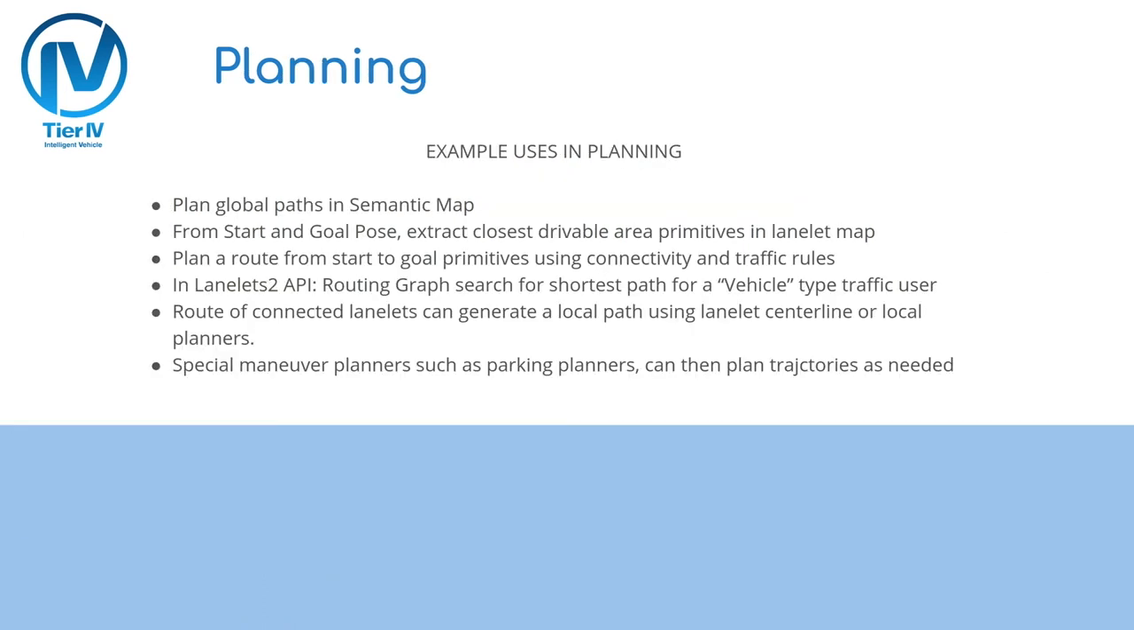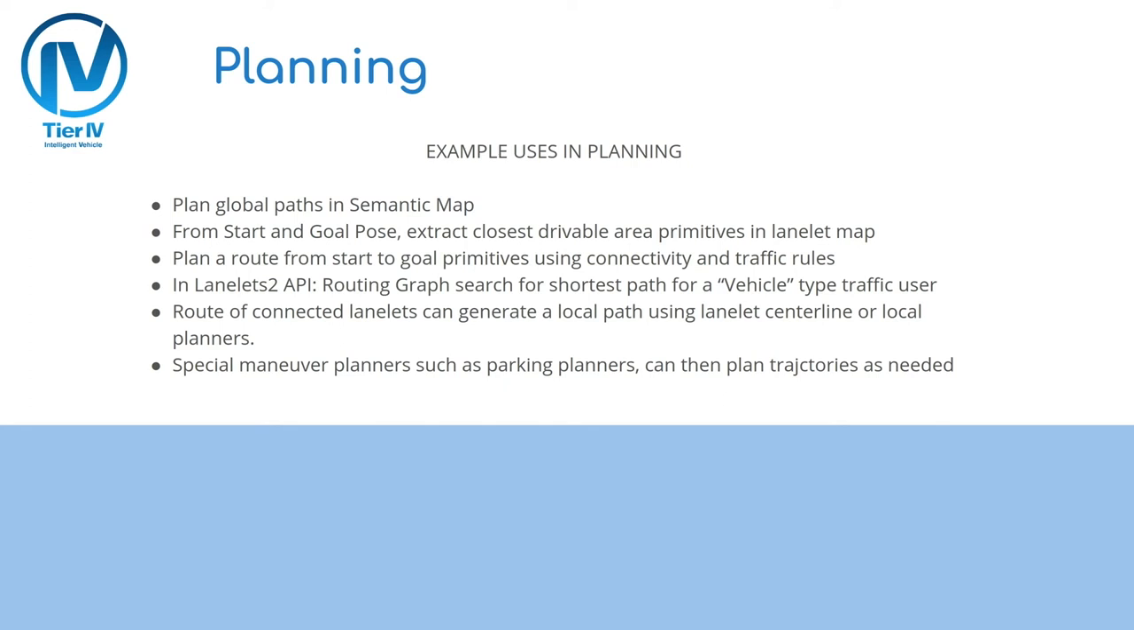Planning is an obvious example of how HD maps can help autonomous driving systems to plan a path to follow. Autoware first defines a start and goal pose, such as by clicking in RViz to set the current and goal locations. From these locations, it extracts the closest drivable primitives in the lanelet map and plans a route from start to goal primitives using the connectivity and traffic rule information in the semantic map.